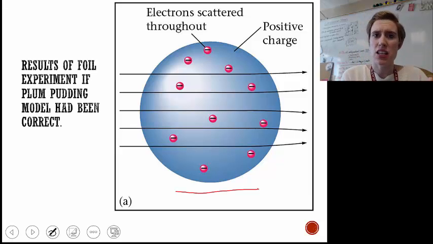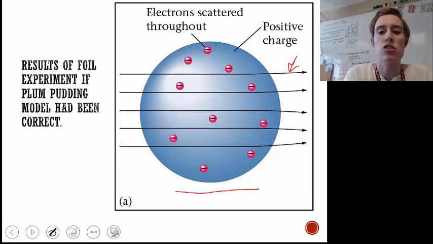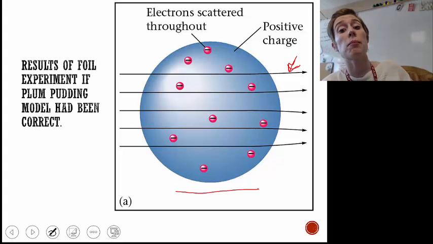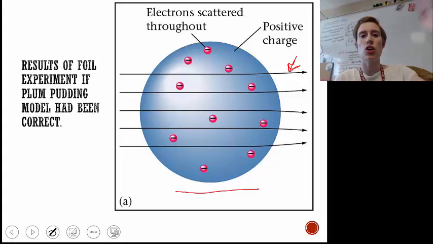So that's what he thought he was shooting at. He thought he was shooting at this thin thing of dough where everything's spread out. And so he shoots, these are his rays, by the way, that he's shooting. He shoots these strong positive rays through it, and he just thinks it's going to go straight through.